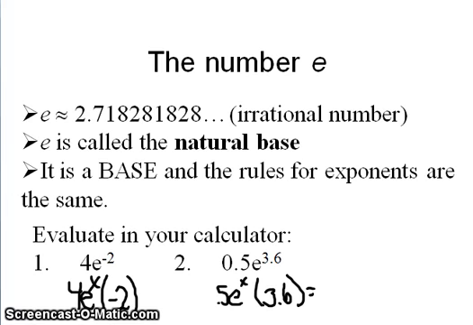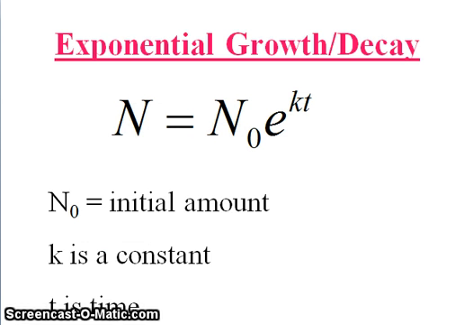All right. Next up, we have exponential growth and decay. This is your basic formula for exponential growth and decay. Now, n sub 0, the value right here, is always going to be the initial amount that you get. So whatever you start with, whether we're talking money, candy, or ponies, it's always going to be the initial amount.